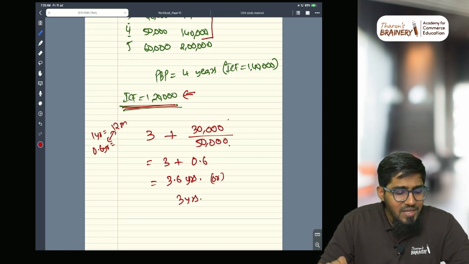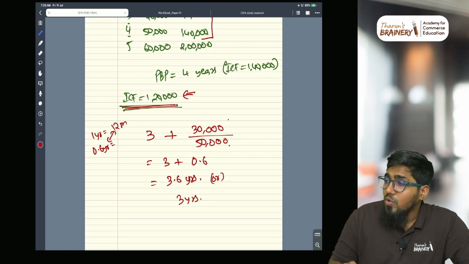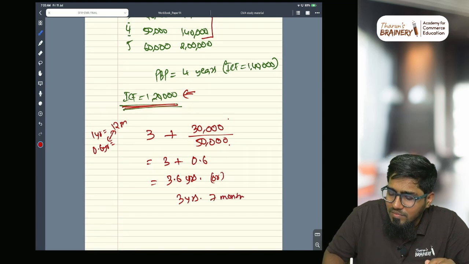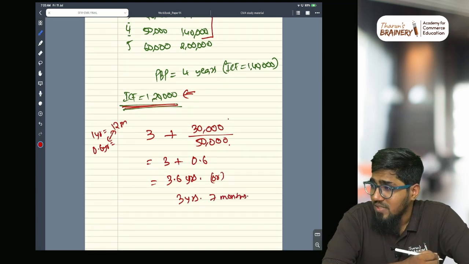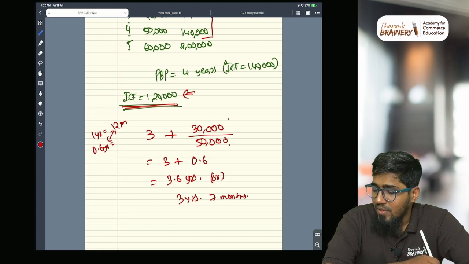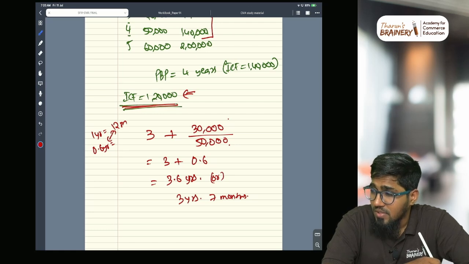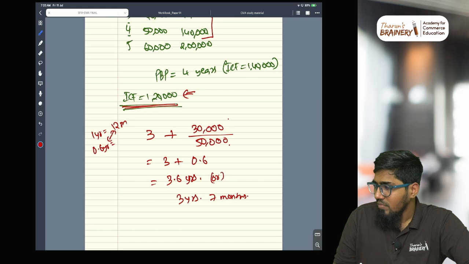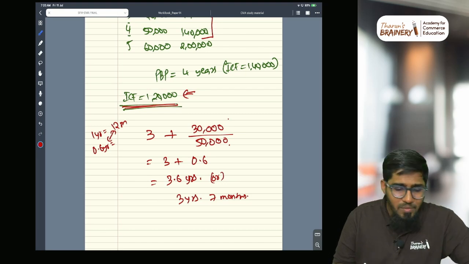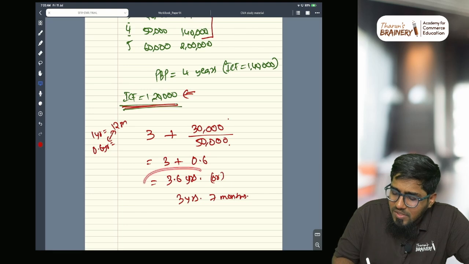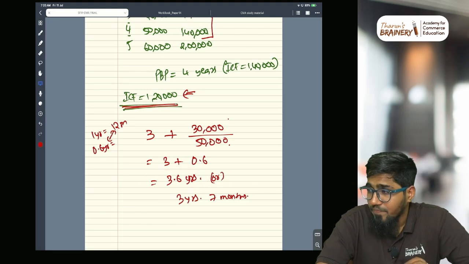So 0.6 into 12 you will do, how much you will get? You will get 7.2 months. So approximately it is 7 months. Are you all understanding? Either you can write 3.6 years, or you can write 3 years and 7 months. So this is the payback period. In the examination you can write both, just to impress the examiner, or even if you write only 3.6 years, your answer is treated to be correct.